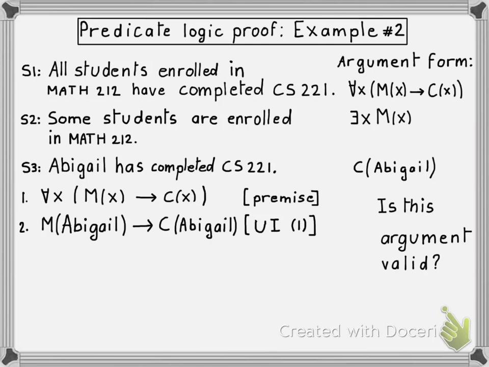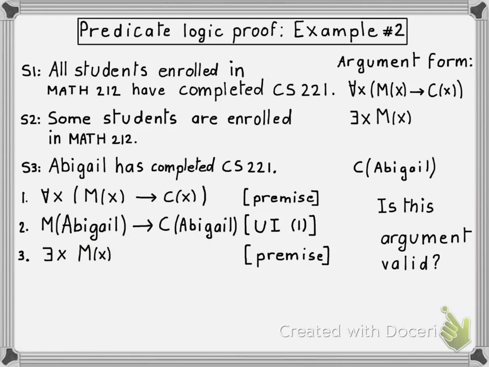Okay, so this is pretty much all we can do with the first premise. So why don't we introduce the second premise as the third proposition in the proof, namely there exists x, m of x, and we're trying to prove that c of Abigail is true. And notice c of Abigail is the conclusion of this conditional here. So if we could establish the hypothesis of the conditional, namely m of Abigail, then we could use modus ponens to infer the conclusion of the argument. So really we're interested in getting this proposition, m of Abigail.